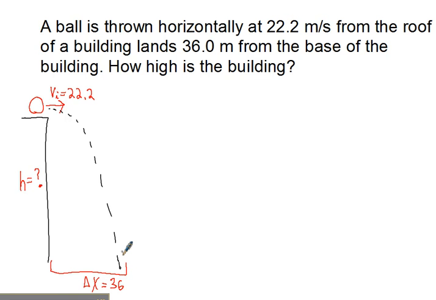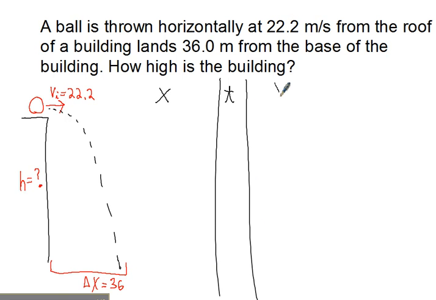Now, the information that we're looking for, the height, has to do with the y direction, which means we're going to start with the information in the x direction. That's going to lead us to a solution for how much time goes by, and then that should help us solve the final question in the y, which is what is delta y.